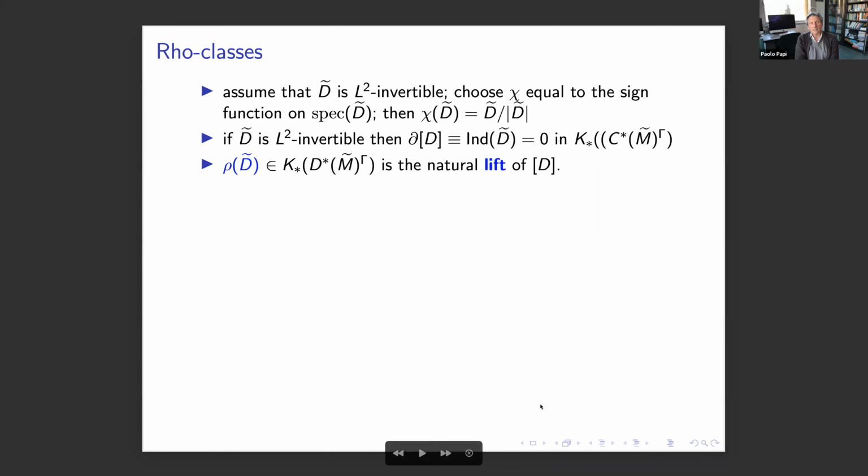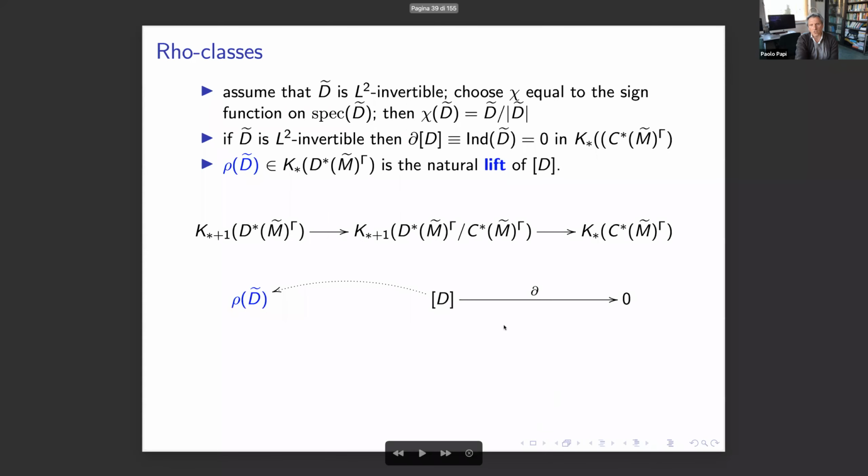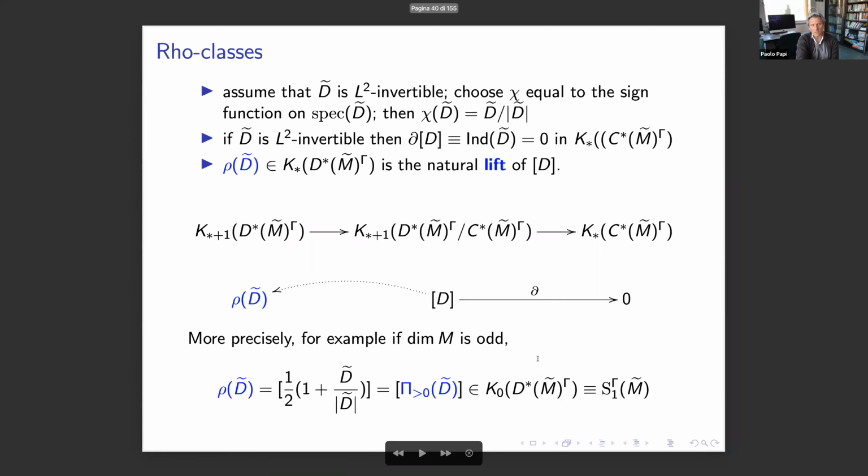And the Roe class, therefore, is a natural lift of the fundamental class. So here the situation is the following. You have the fundamental class in the K-theory of the quotient. The boundary homomorphism sends this class to 0 because the operator is invertible. And therefore, you can choose a lift. In fact, it's a natural lift. I can show you this lift is the following. As I said, you can simply take the sign function instead of chi of D tilde, and your Roe class is just this class.